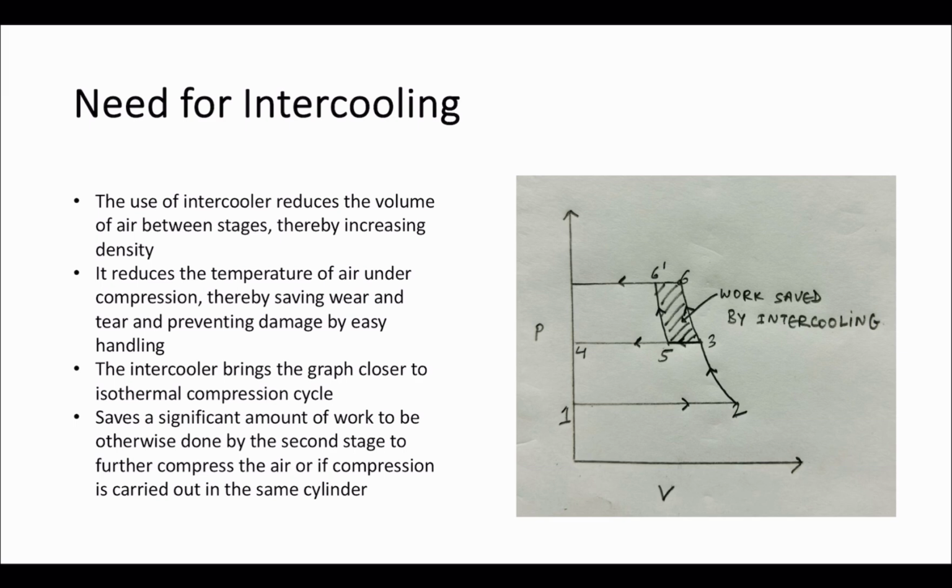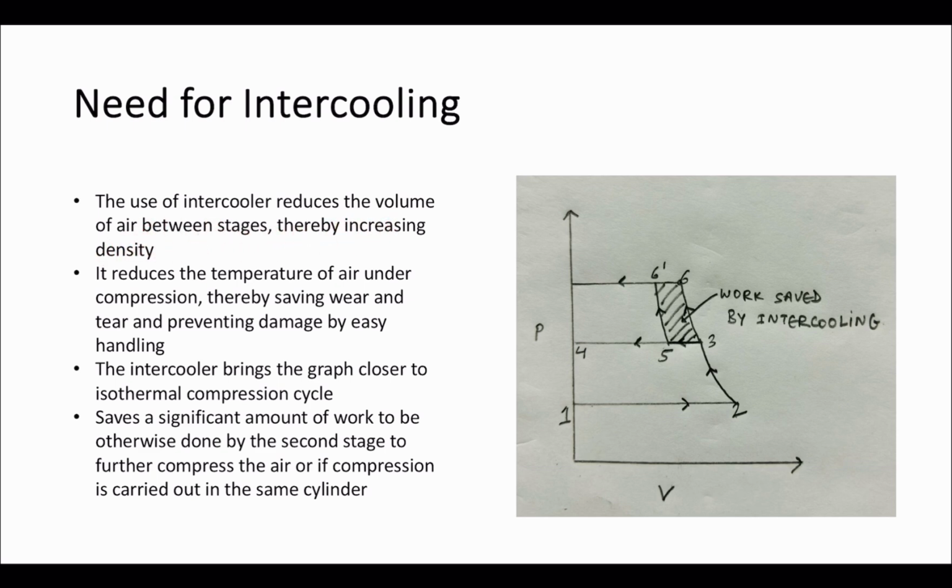This means by the density equals mass upon volume relation, the density will become lesser and lesser. But ideally we need air in our compression system, that is the starting air system and everywhere, to be more dense and occupy lesser volume. That is how we get better quality of air. So that is what the first point focuses upon. The use of intercooler reduces the volume of air between stages, thereby increasing density.